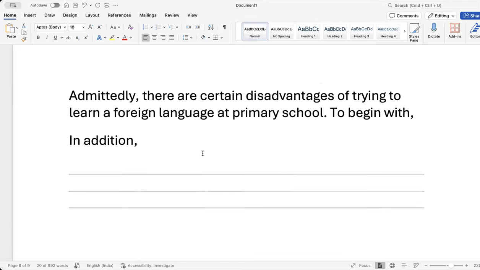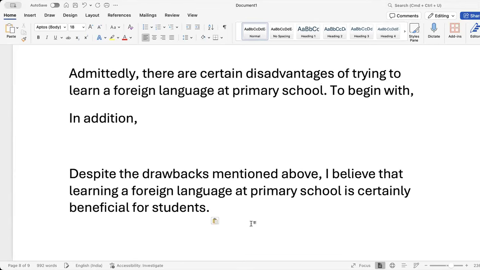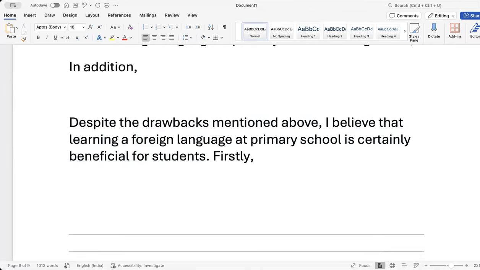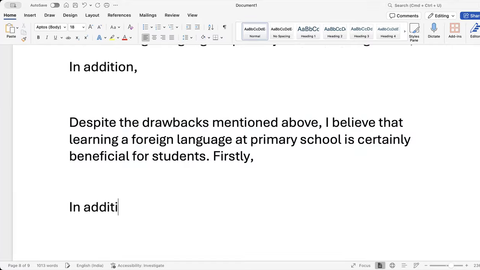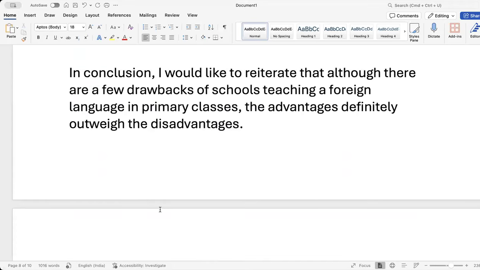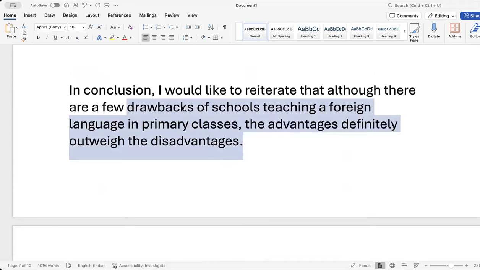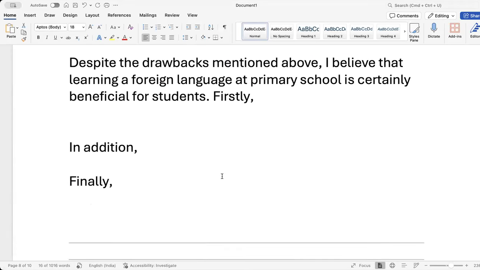And then you're going to give three points. Firstly, in the first paragraph, and then in addition, furthermore, or finally, like that, in the next body paragraph. And then you're just going to write your conclusion like we practiced. That's your whole essay. There's nothing else in this whole essay. So does anyone have any doubts now regarding this essay type?